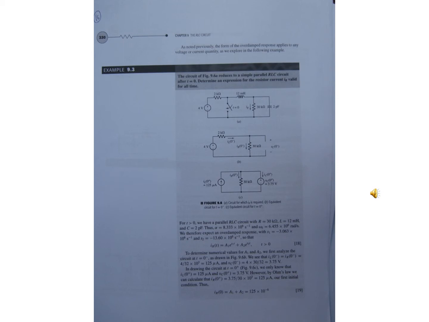So by the Kirchhoff current law, IC0 plus is equal to IL0 plus minus IR0 plus is equal to 0. And therefore, the minus 2 multiplied 10 power minus 12 multiplied 30 multiplied 10 power 3 multiplied 3.063 multiplied 10 power 6 A1 plus 13.6 multiplied 10 power 6 A2 equal to 0. So by solving the equation, we get A1 is 161.3 microampere and A2 equal to 36.34 microampere.